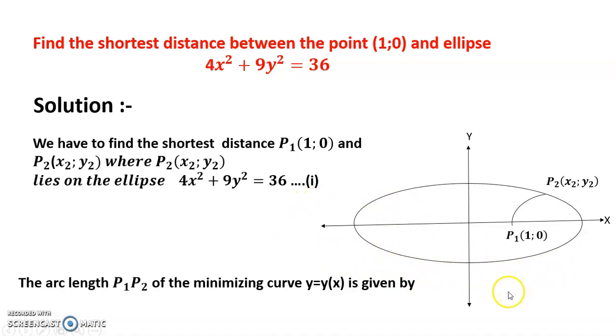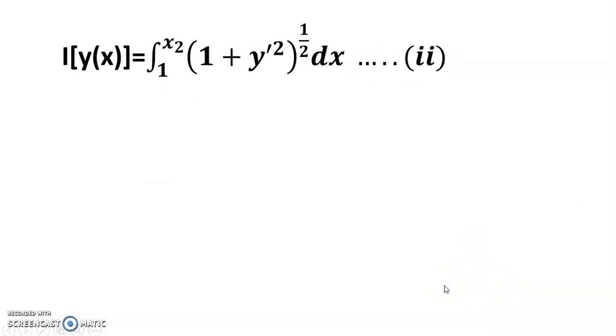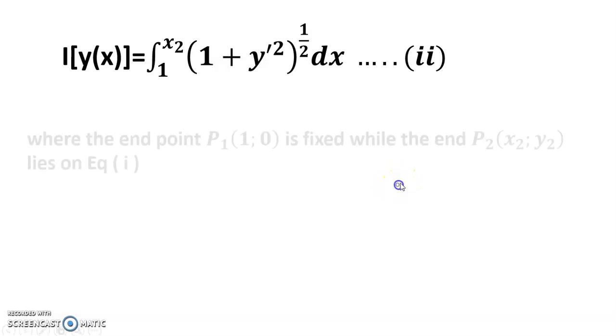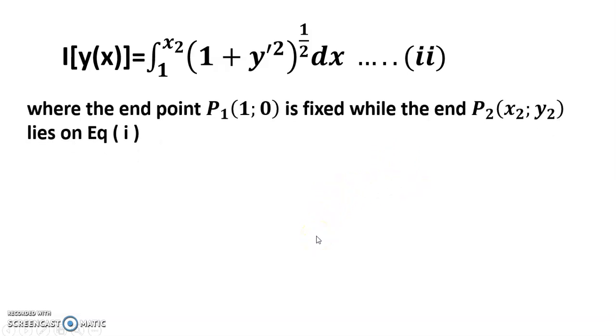Now I have to solve it through variations. This is a problem of the calculus of variations, and the point is O. Now I(y(x)) is the integral of (1 + y'²) to the power half, because it is the path length. This is the formula. The end point P1 = (1,0) is fixed, while P2 (x2, y2) lies on the ellipse, equation 1. And F is (1 + y'²) to the power half. This is F.